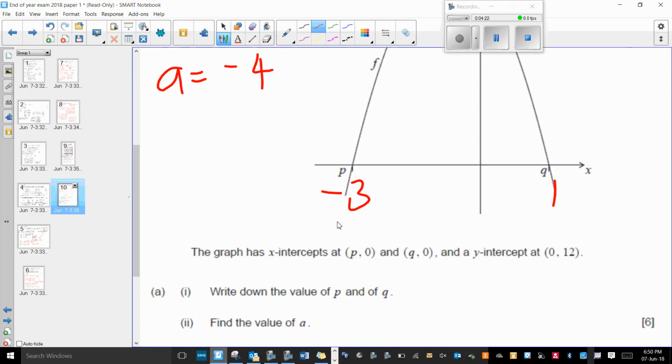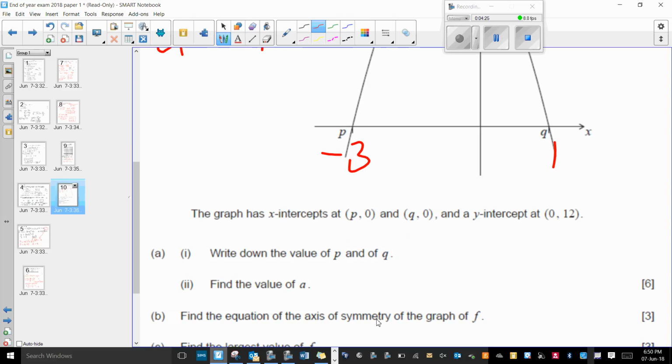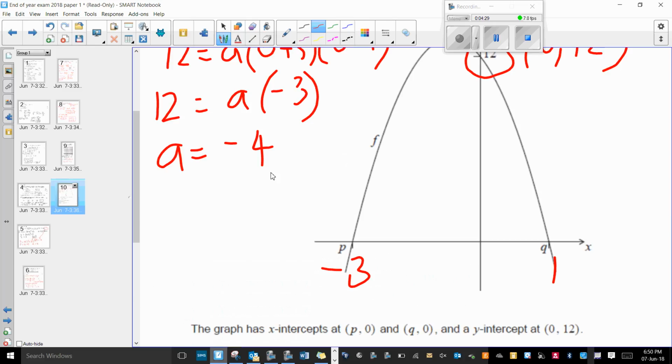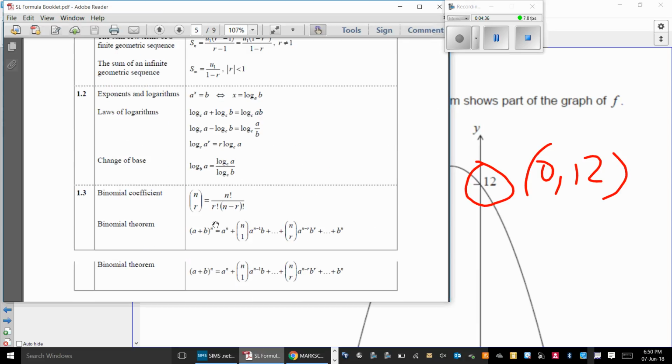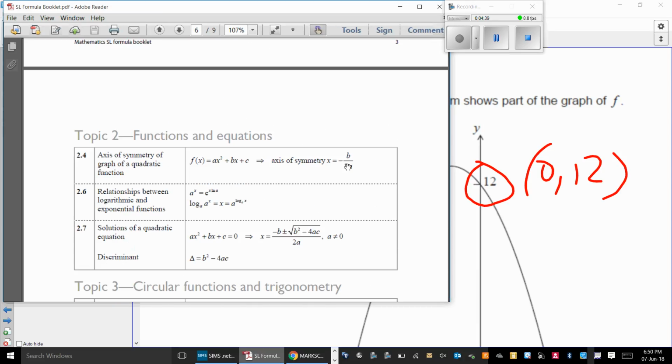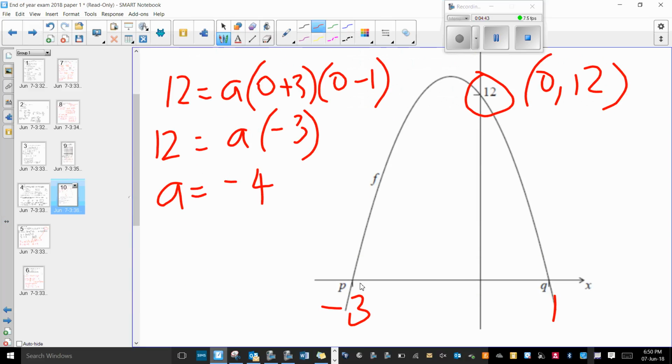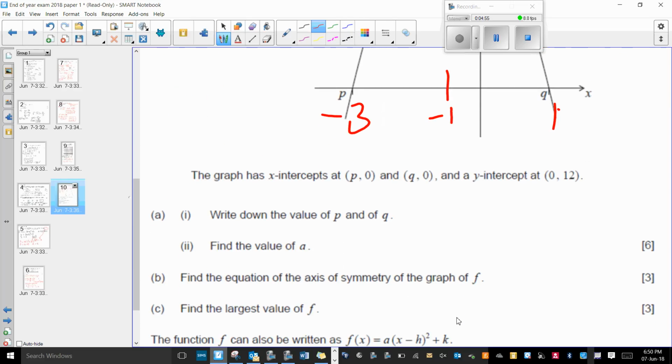Find the equation of the axis of symmetry. Well, there's a few different ways of doing it. Now we know the value of A, you can stick it into here, expand that out and use the formula -b/2a. Alternatively, we know that the axis of symmetry is halfway between these two. So if this is 1 and this is -3, then halfway between them would be -1. So the equation of the axis of symmetry is x equals -1.